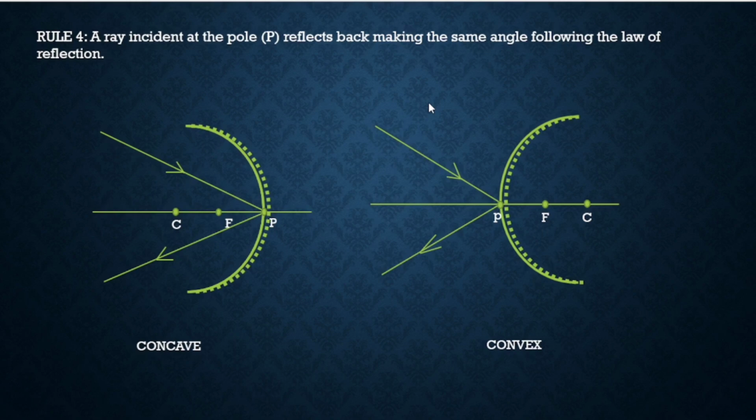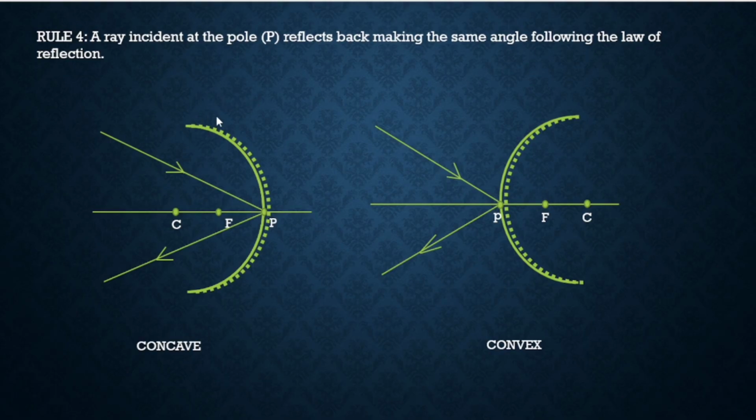नेक्स्ट रूल नंबर 4. A ray incident at the pole reflects back making the same angle following the laws of reflection. रूल नंबर 4 में laws of reflection अप्लाई किया गया है. We have already learned laws of reflection. What is laws of reflection we have learned? Okay, according to the second law, angle of incidence is equal to the angle of reflection.